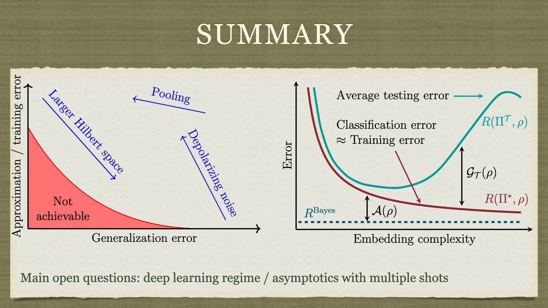Okay, so we have introduced quantities from quantum information to study generalization in supervised quantum classification. We have studied how the Hilbert space dimension, pooling layers, but also the amount of noise that I haven't discussed, affect the approximation and generalization capabilities of quantum classifiers built from data. This is all summarized in this picture on the left.